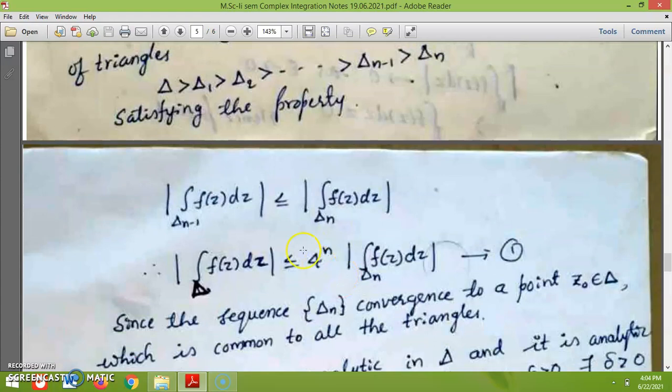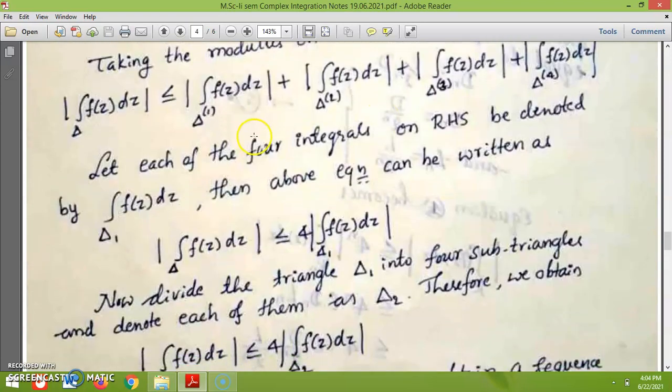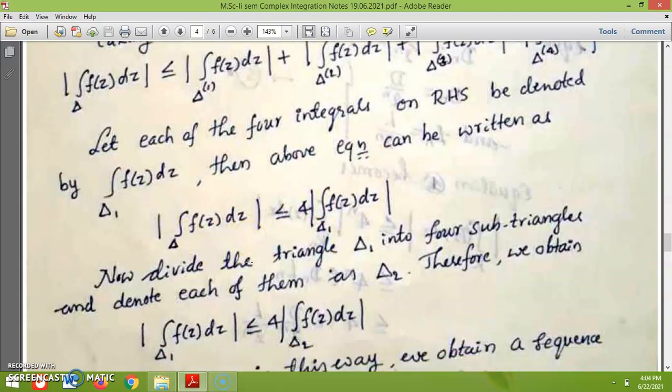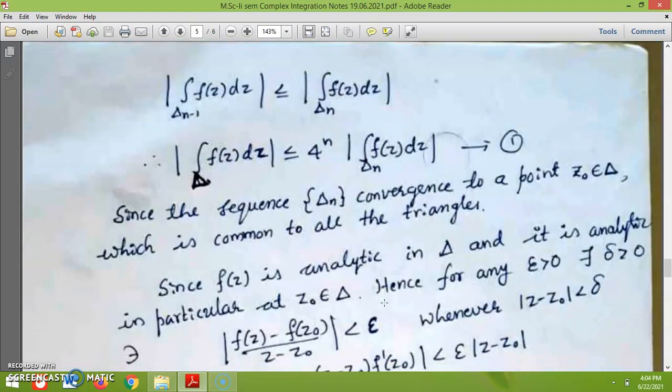So that means whatever you can substitute there in equation 1. It is the first one, this one. So then it means that the modulus of the integration of f of z over the triangle should always be less than or equal to 4 times 4 power n into the modulus of the integration of f of z over the n number of triangles we have made the divisions there. So that is what we called equation 1.